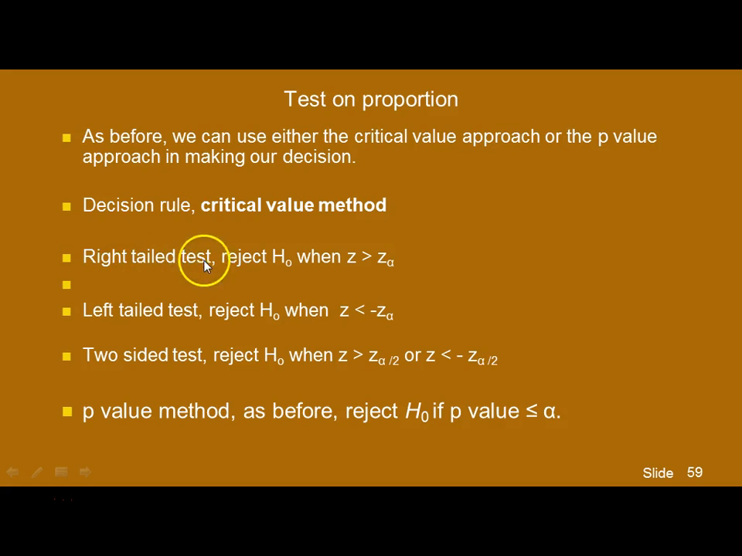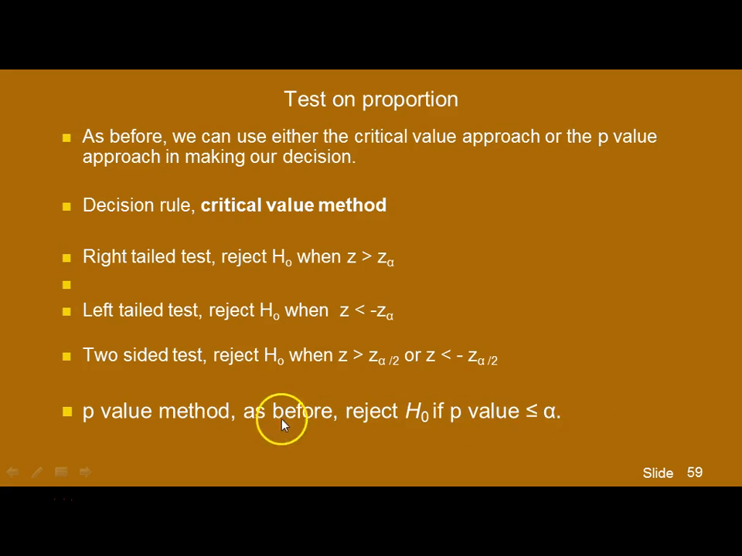If it's a right-tailed test, you're going to reject when you get a z-value above that critical value. If it's a left-tailed test, you're going to reject if you get a z-value below the negative of that z-value. And if it's two-sided, remember, we cut alpha in half, and we reject in both ends of the distribution. That is, we'll reject the null if z is above z alpha over 2, or if z is less than negative z alpha over 2.